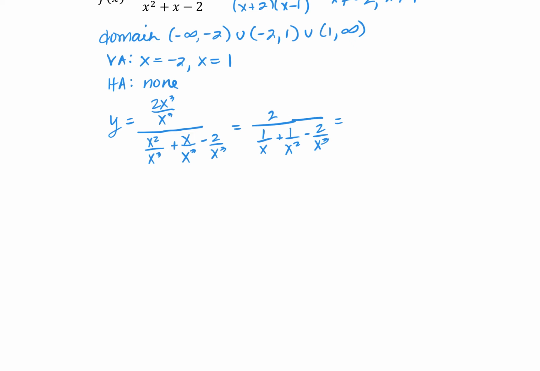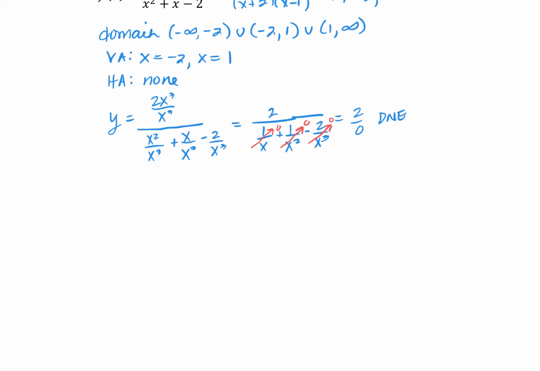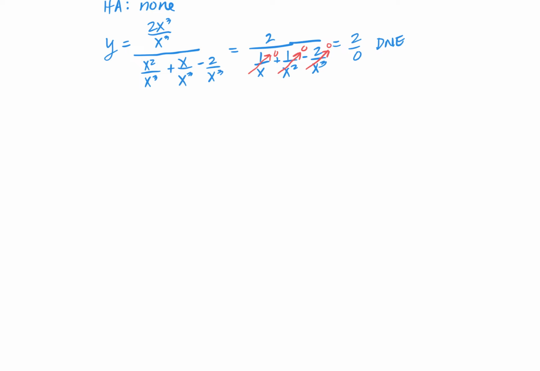Notice that in the denominator, every single one of these fractions is going to go to 0 as x goes to either positive or negative infinity. So you're going to get 2 over 0, which does not exist. And that tells me I do not have a horizontal asymptote. However, I might have an oblique asymptote or maybe a different asymptote. I'm going to do the long division.